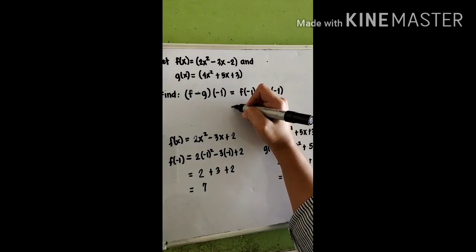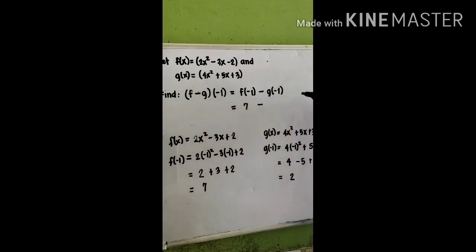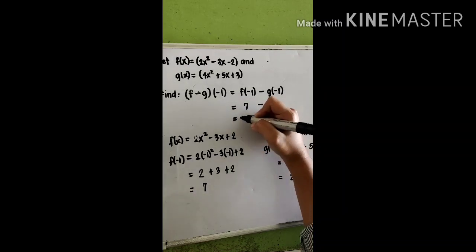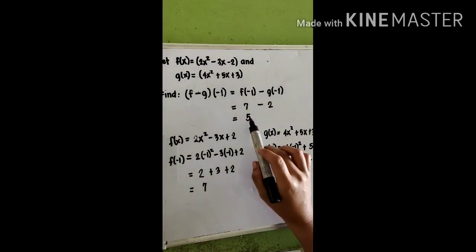Okay. So the resulting f of negative 1 is 7, minus the resulting g of negative 1, which is 2. So 7 minus 2, that is 5. So the difference of f of negative 1 and g of negative 1 is 5.